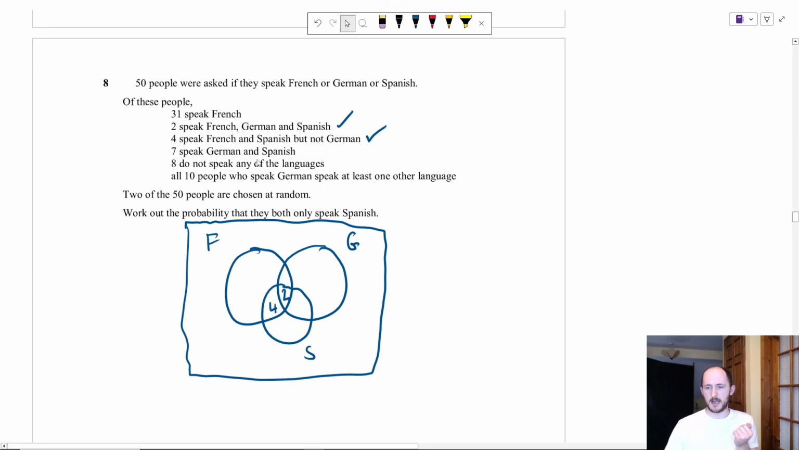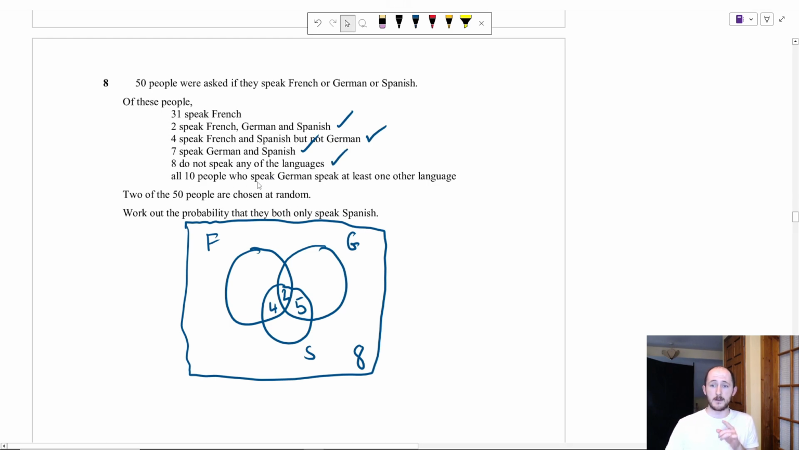7 people speak German and Spanish. So German and Spanish is here. But keep in mind we have the 2 already. So it's 7 minus 2, which is 5. So the total overlap between German and Spanish should be 7. Okay, then you have 7 people speak German and Spanish, which I just did, so I just read the same thing twice. 8 people don't speak any languages. Cool, that's outside the Venn diagram. That makes my life a bit easier.